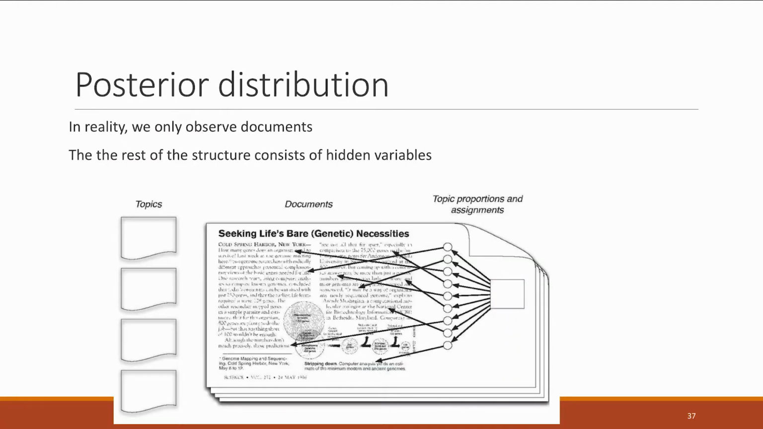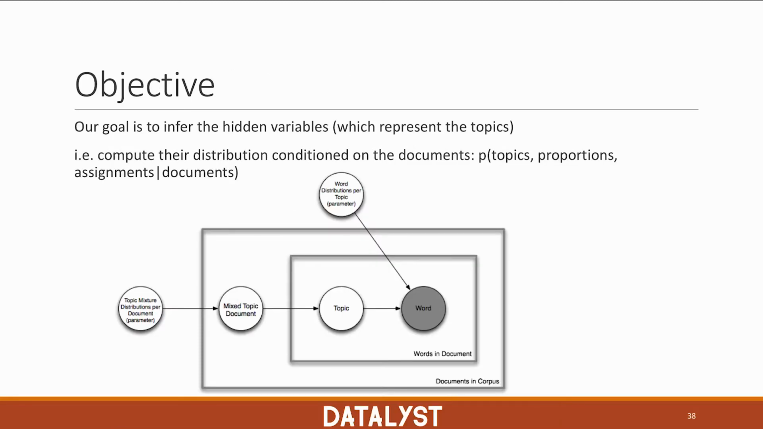So in reality, however, we don't know anything about these probabilities. The only thing we know is the words. That's the only thing we observe. We only observe the documents and the words. And this is what LDA looks like as a graphical model. So we observe the words, which are in darker colors, as you can see in this image, and we don't observe anything else, and we have to infer it. So this is our goal.